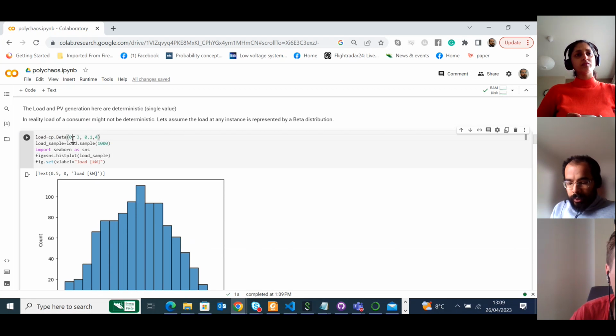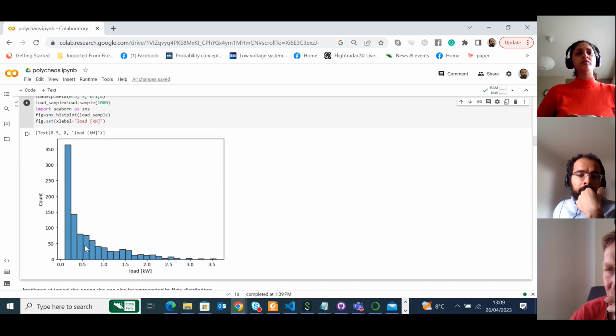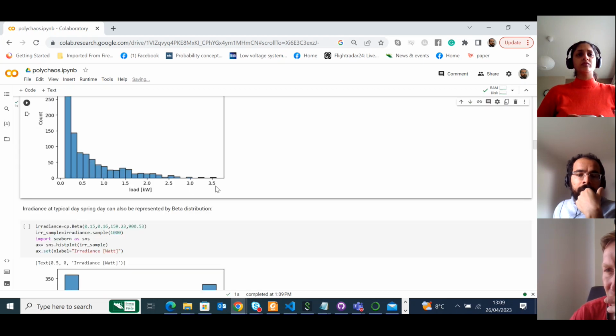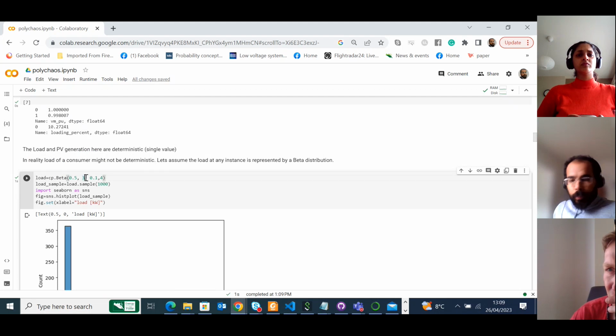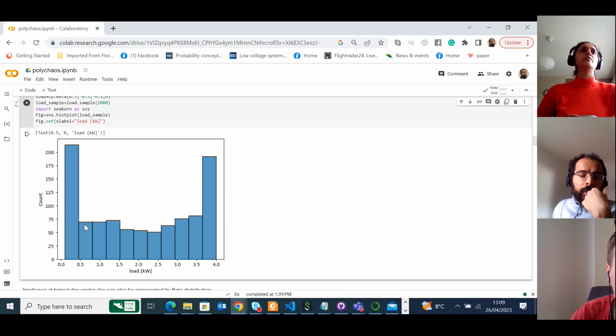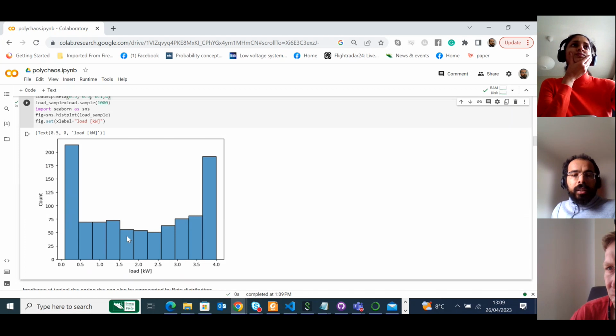If alpha is smaller than 1 and beta is greater than 1, you get a skewed curve like this, where there is a lot of load around 0 and little probability as you go higher. And if you put both at 0.5, both less than 1, you get something like this: more skewed at both ends, and a little less frequency in the middle.